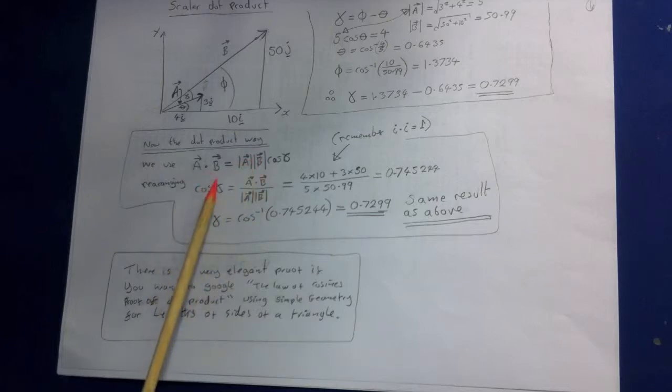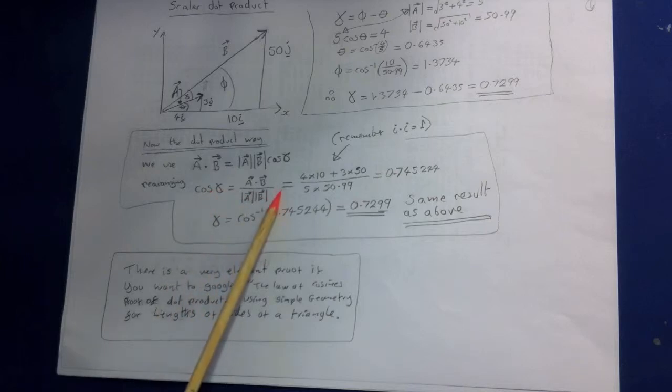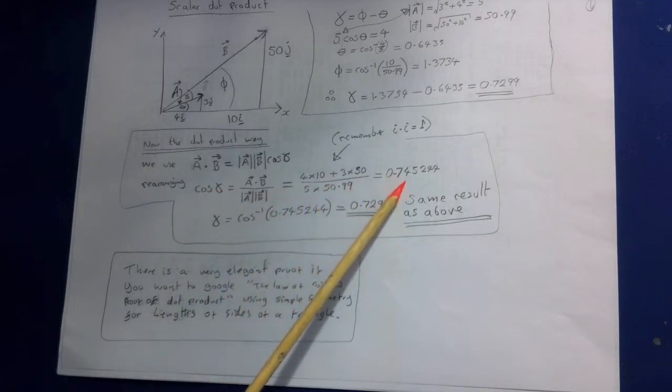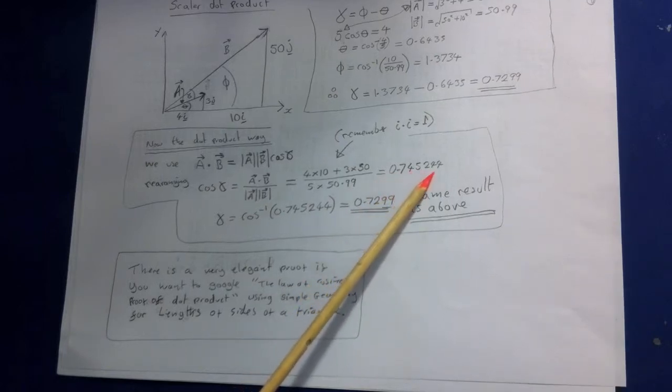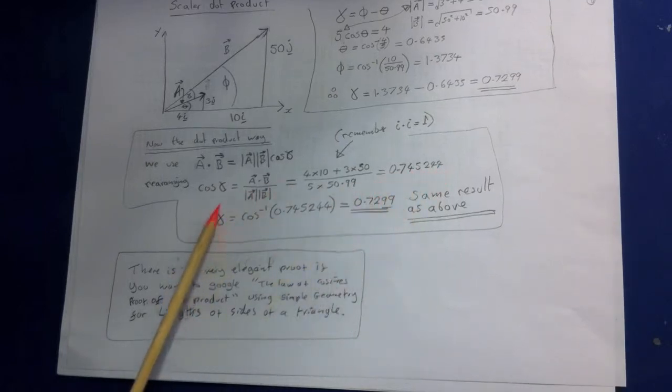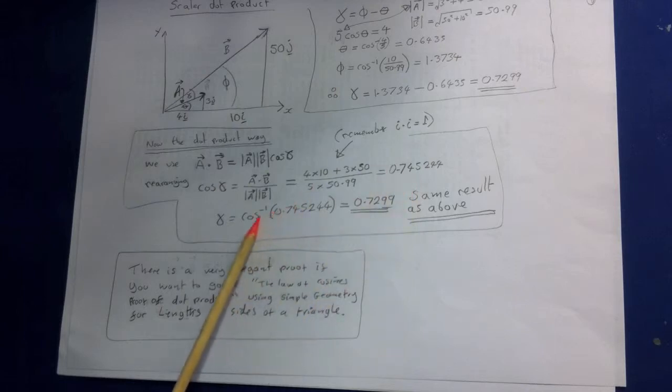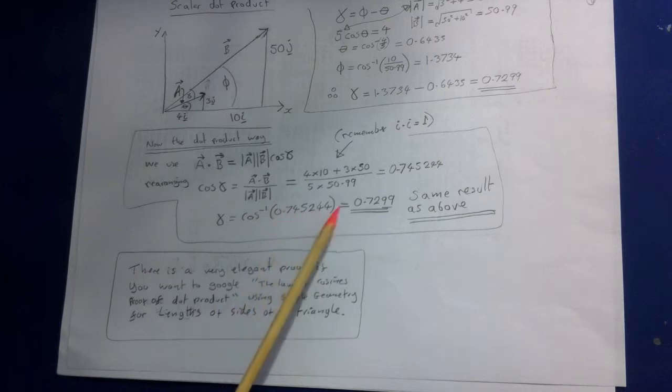So we bring these two under here, and we can find the cosine of gamma as 0.745244. To get gamma we just take the inverse of that, so the inverse cosine is 0.7299.